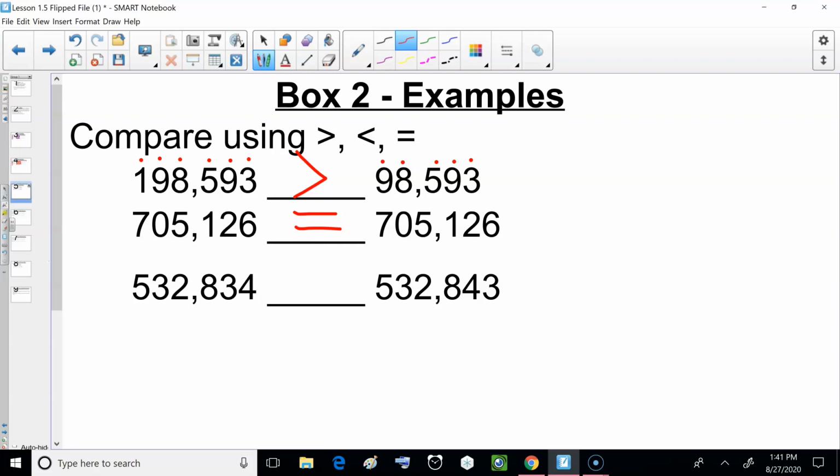So for my last one on this page, 5 and 5, since they both have 6 place values, 500,000, 500,000, 30,000, 30,000, 2,000, 2,000, 800, 800, 30, 40, well, 40 is bigger after my first difference. So 532,834 is less than 532,843. So you can pause the video and put these into your notes to help you with your examples as you move forward.